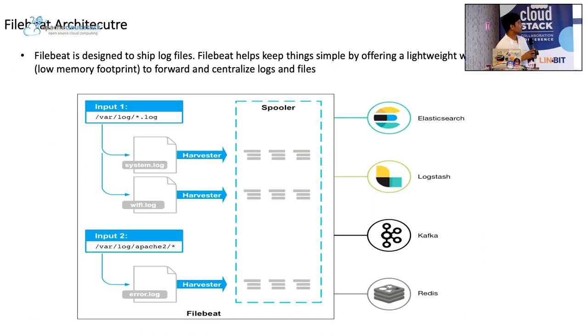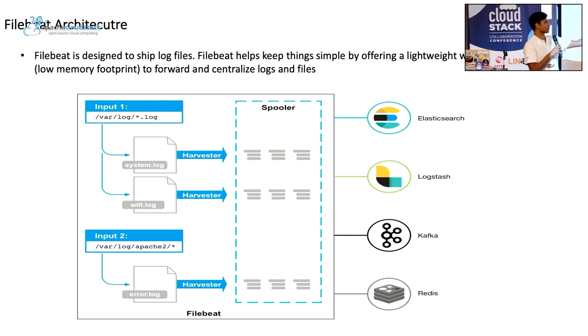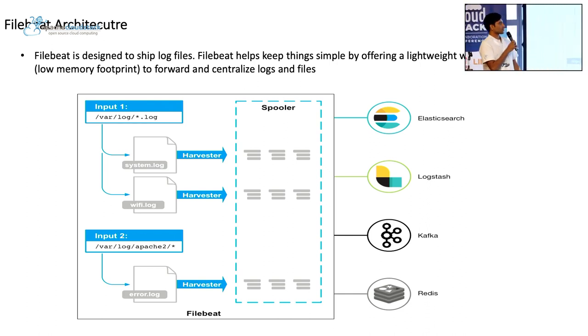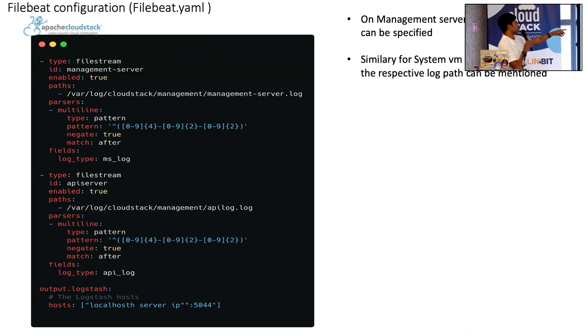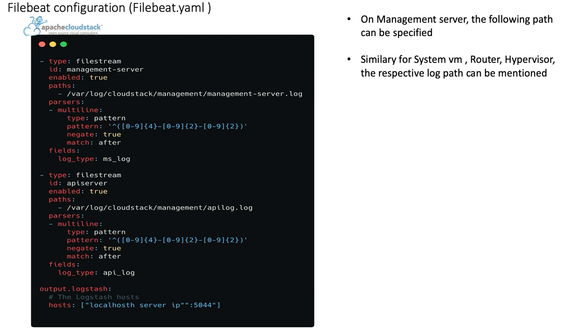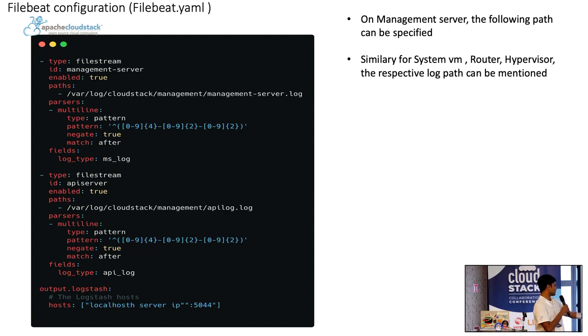So this is the Filebeat. It continuously monitors the logs and sends them to either Elasticsearch or any other output. This will be the Filebeat configuration. Basically we are monitoring the management server log and the API log, and we are adding a log type so that we can identify them later on, and we then send it to the Logstash server IP.